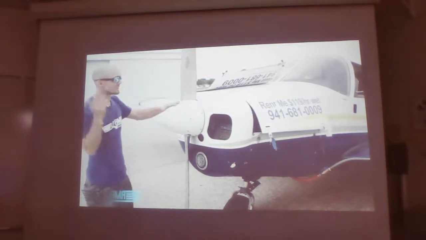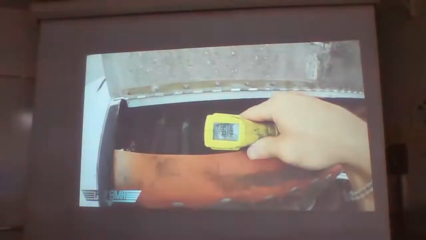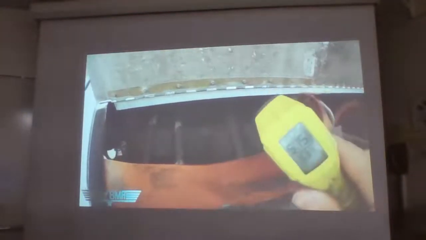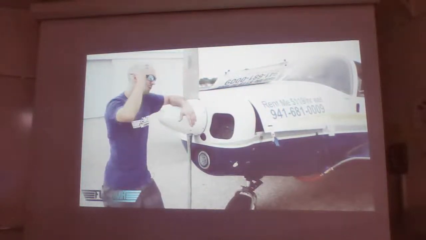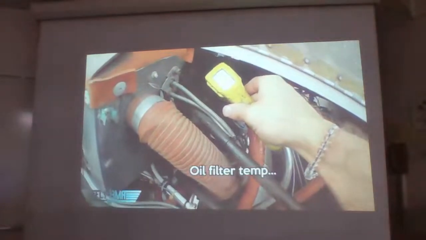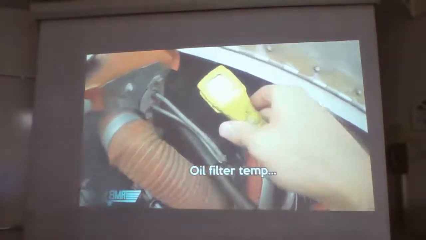We were seeing engine temperatures, cylinder head temps over 500 degrees, when we're really measuring it properly, getting in there. Over 500 degrees on the cylinder head temps. Oil temps well in excess of 200. Obviously, not a really good way to measure it effectively, but oil temps well in excess of 200.